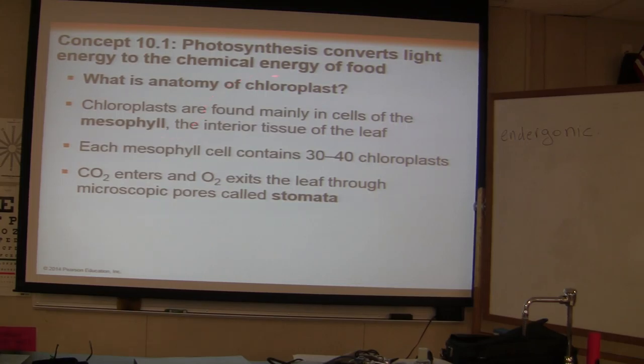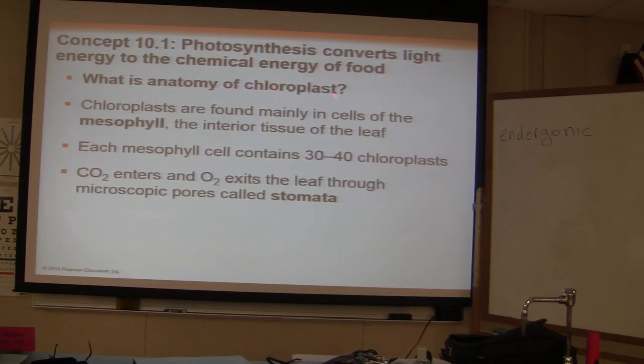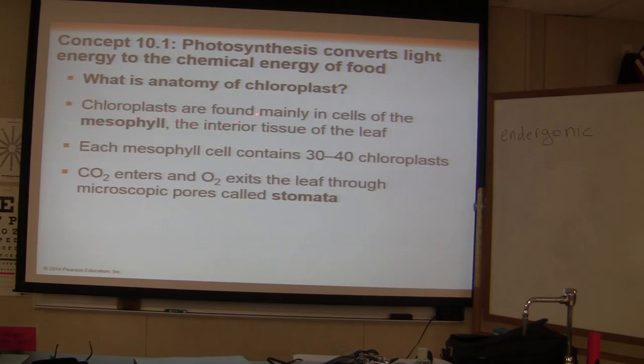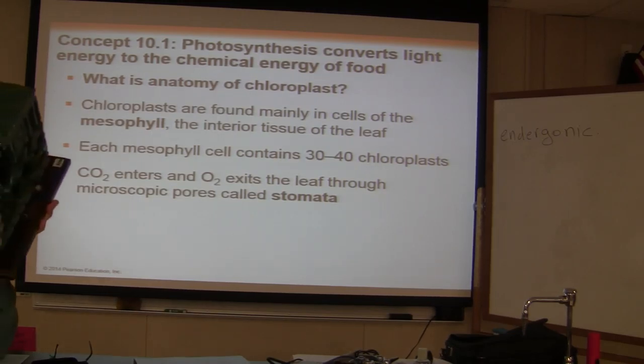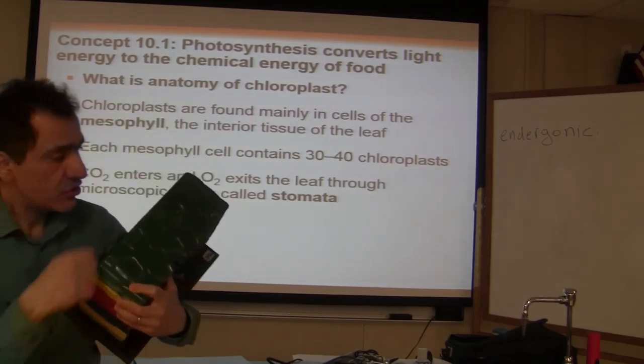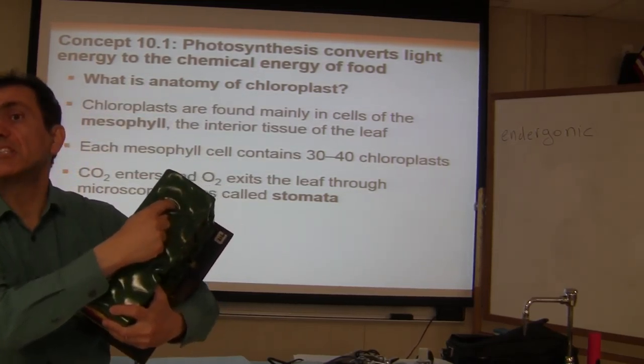Okay, photosynthesis converts light energy into chemical energy of food. What is the anatomy of chloroplast? Chloroplasts are found mainly in the cells of the mesophyll layer, the interior tissue of the leaf. Each mesophyll cell contains 30 to 40 chloroplasts, and carbon dioxide enters and O2 exits leaves through microscopic pores called stomata. Are you guys ready? When you look at your slides today, this will be a lab practical exam question as well: these structures, you see that pores, are called stomata.